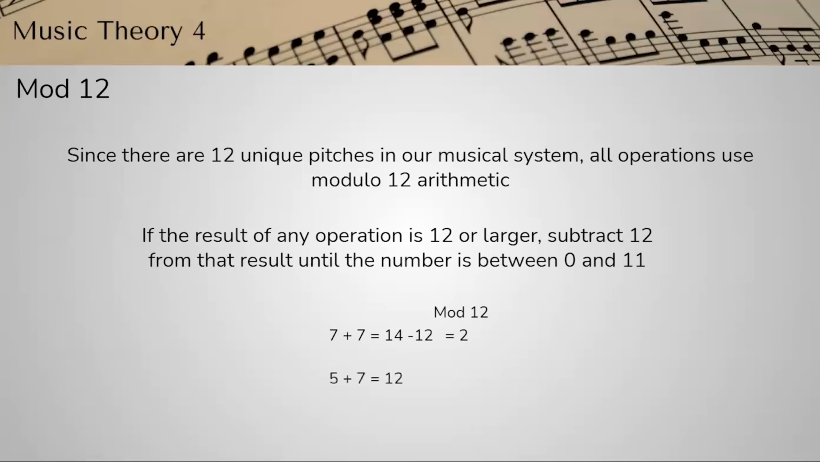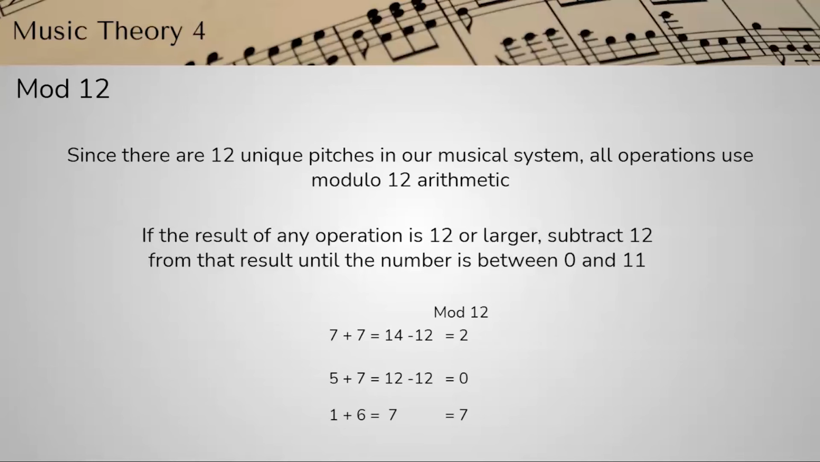Okay. Something like 5 plus 7 would normally give us 12, but in modulo 12 arithmetic, that would give us 0, because once we get to 12, we reset to 0. Something like 1 plus 6 would give us 7 in normal arithmetic, and in modulo 12, it would also give us 7, because that's not larger than 12. We don't have to reset because we're not going over 12.